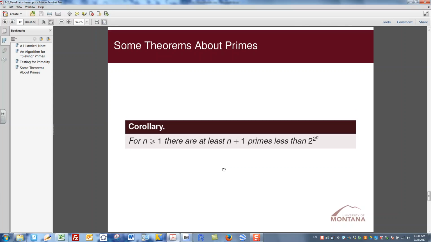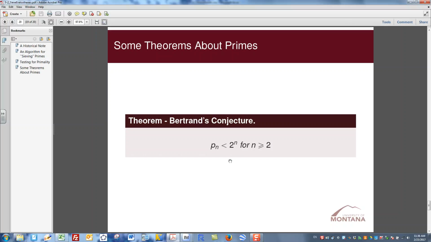So let's go on to the more interesting Bertrand's conjecture, whose conjecture was that the nth prime is always less than 2 raised to the n for n greater than or equal to 2. So we have to start with the second prime and move from there. So I guess we're disallowing 2 to work for this particular theorem.